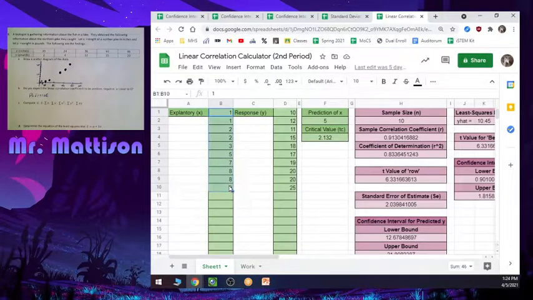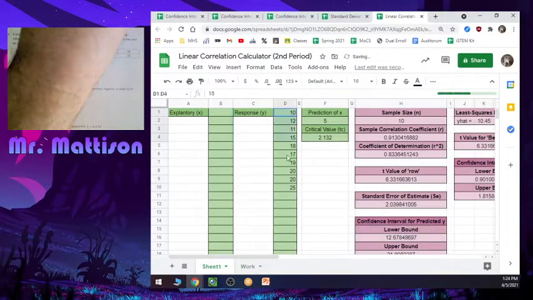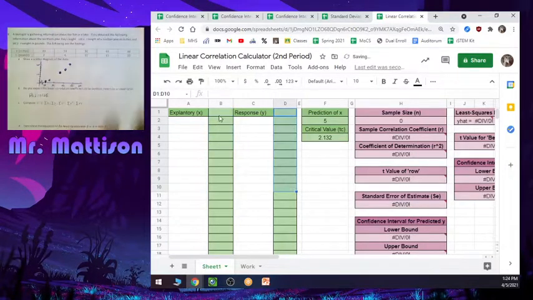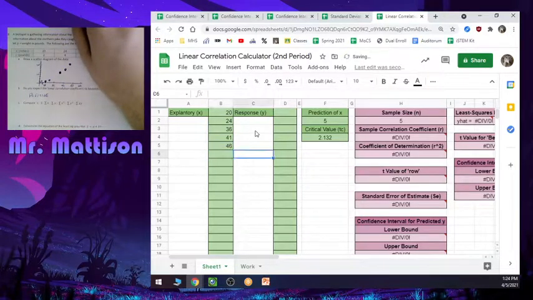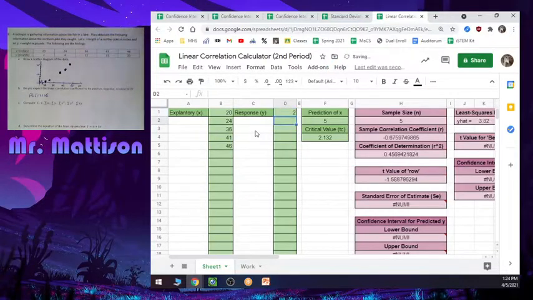I want to get rid of all of these. My x's are 20, 24, 36, 41, 46. And then my y's are 2, 4, 12, 15, and 20. Okay, so there we go. We don't need to worry about these two things yet because we haven't been asked a question that involves those just yet.